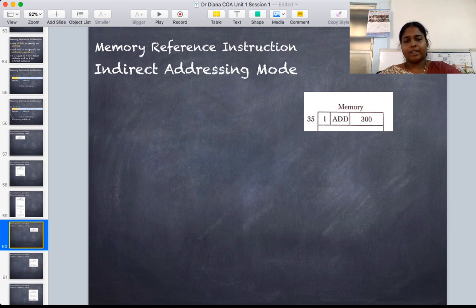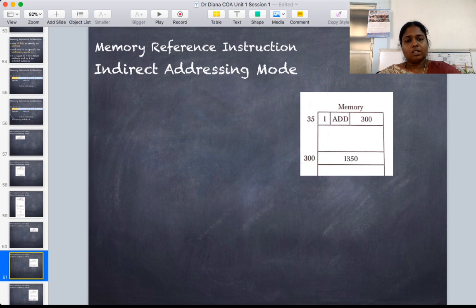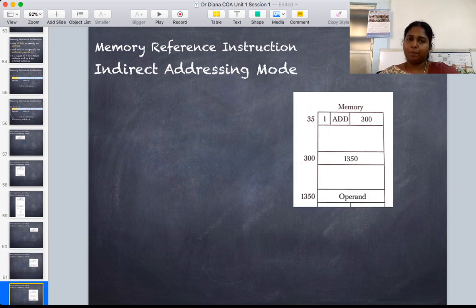In indirect addressing, it means this 300 is not the place where I am going to find my operand. That's why I call it indirect. So what will I find at memory location 300? If I go to memory location 300, I find another value, another 12-bit or 16-bit value. This 1350 is an address. Clear? So this is the address in which I will find the operand.